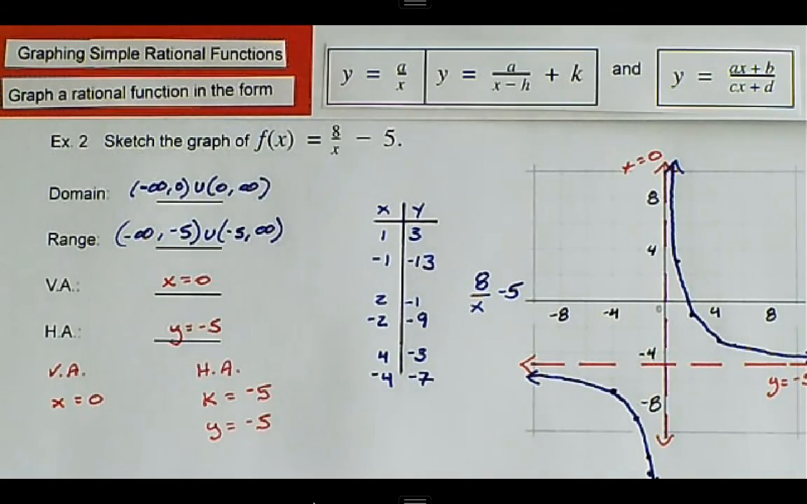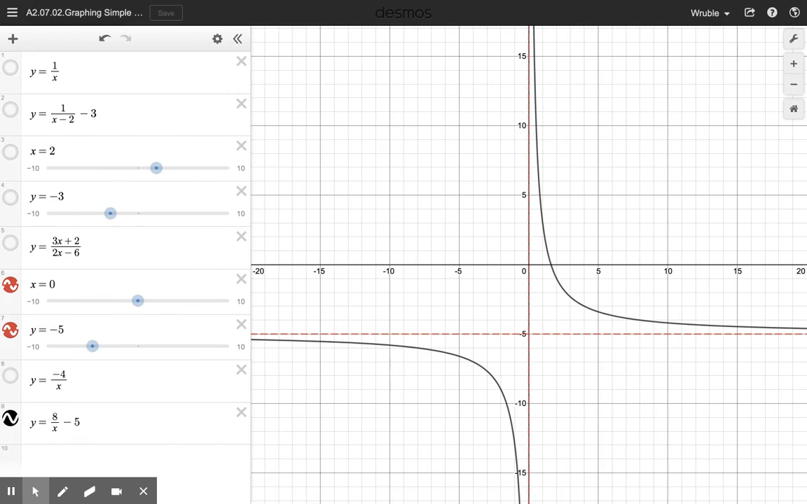And then we can take a look at our graph. And we see that we have our asymptotes at y equals negative 5 and x equals 0. And then we have our graph that goes through and gets really close, but doesn't actually touch the asymptote.